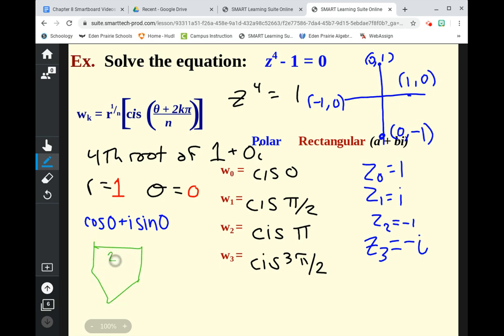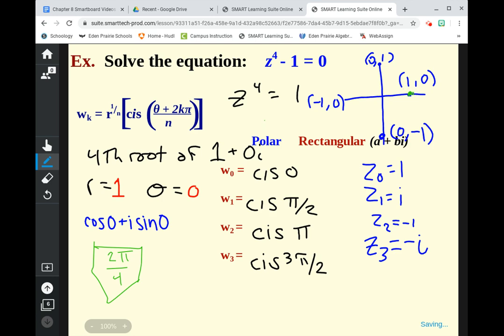Home plate should have been 2 pi divided by 4. 4 because the 4th root. Take a look how easy this one was, though. R, the radius, if you're going to graph this one, was just 1. So 4th root of 1. 1 is right there. And so R, that radius, was 1. Theta at that point is 0. That angle is 0.